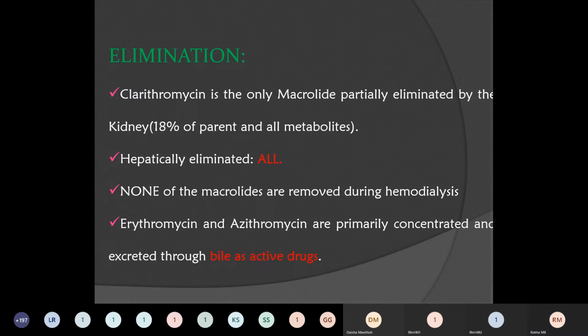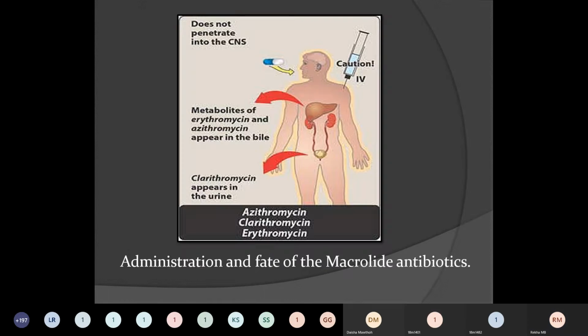Elimination. Among all the macrolides, only clarithromycin is partly excreted by the kidney, whereas the rest of the macrolides are mainly excreted by the liver. Erythromycin and azithromycin are mainly excreted in the bile. None of the macrolides can be removed by hemodialysis if at all there is toxicity. Now here, as you can see, only clarithromycin is excreted in urine, whereas the rest of the macrolides are excreted mainly in the bile.